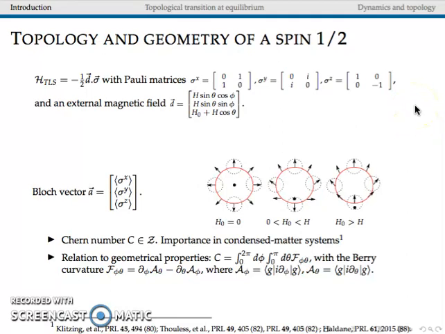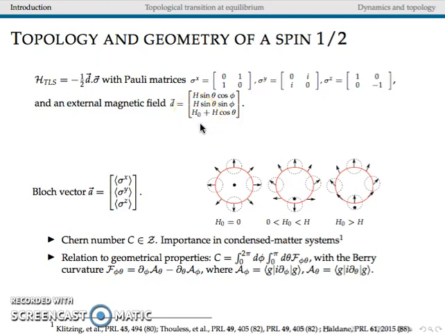Hello, in this short video I will explain the effect of dissipation on the topology of a spin 1/2. To illustrate this notion, let's just consider a single spin 1/2 in an external magnetic field with this Hamiltonian, where the sigmas are the standard Pauli matrices and d denotes the external magnetic field in 3 dimensions, parameterized by the angles theta and phi, and we also allow for the possibility of an offset h0 along the z direction.